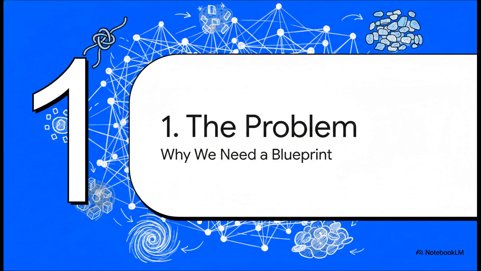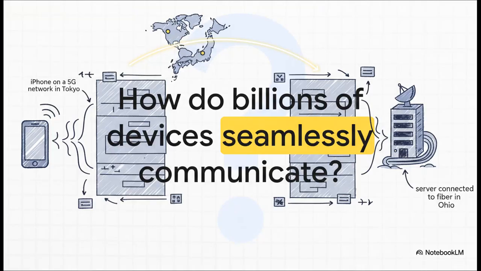So, first things first, we have to talk about the core problem, and that is that the internet is just, well, mind-bogglingly complex. I mean, think about it. This is the big question, right? How in the world do billions of totally different devices, apps, and networks all talk to each other without a problem? How does your phone in, say, Tokyo on a 5G network pull up a website from a server in Ohio that's plugged into fiber optic cable? It feels like it shouldn't work, but it does.